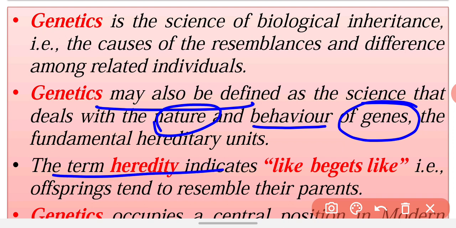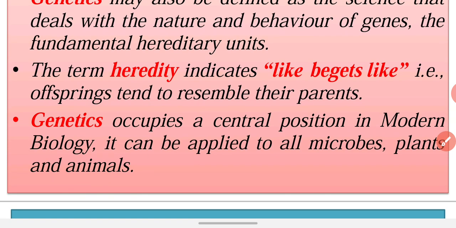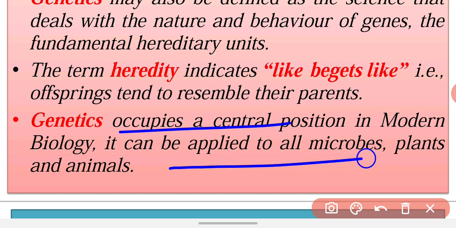The term heredity indicates that like begets like, that is, offspring tend to resemble their parents. For example, in any type of living organism, you see that the parent and daughter generations are very similar to each other. Genetics occupies a central position in modern biology. It can be applied to all microbes, plants, and animals also.